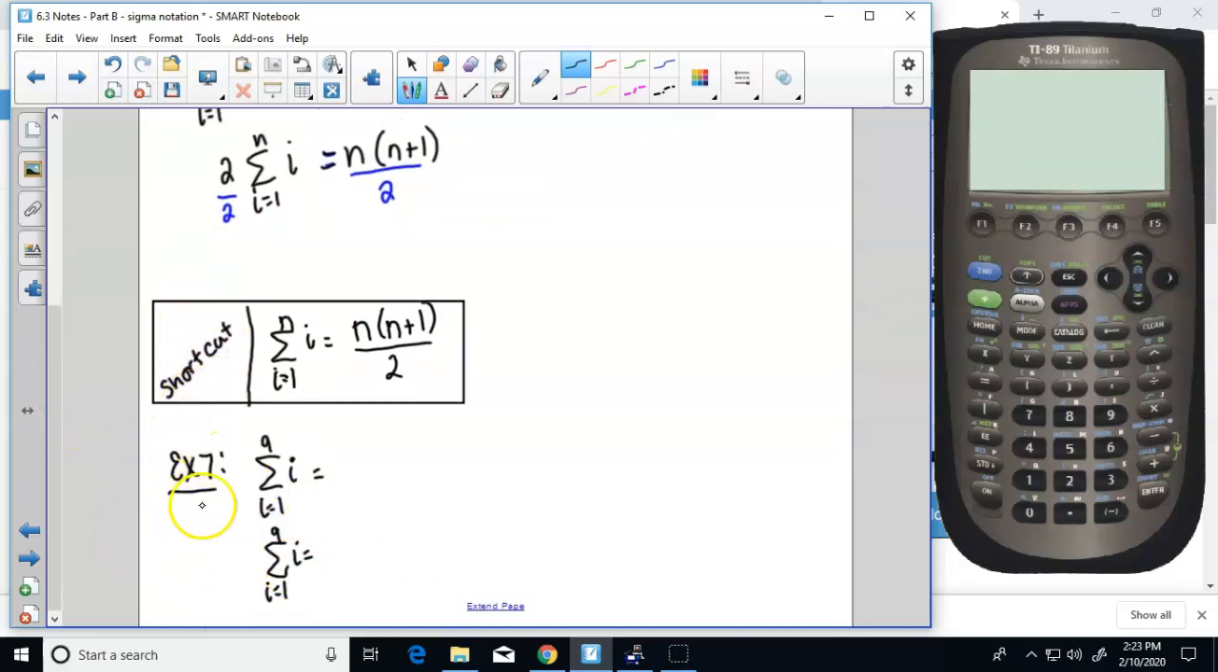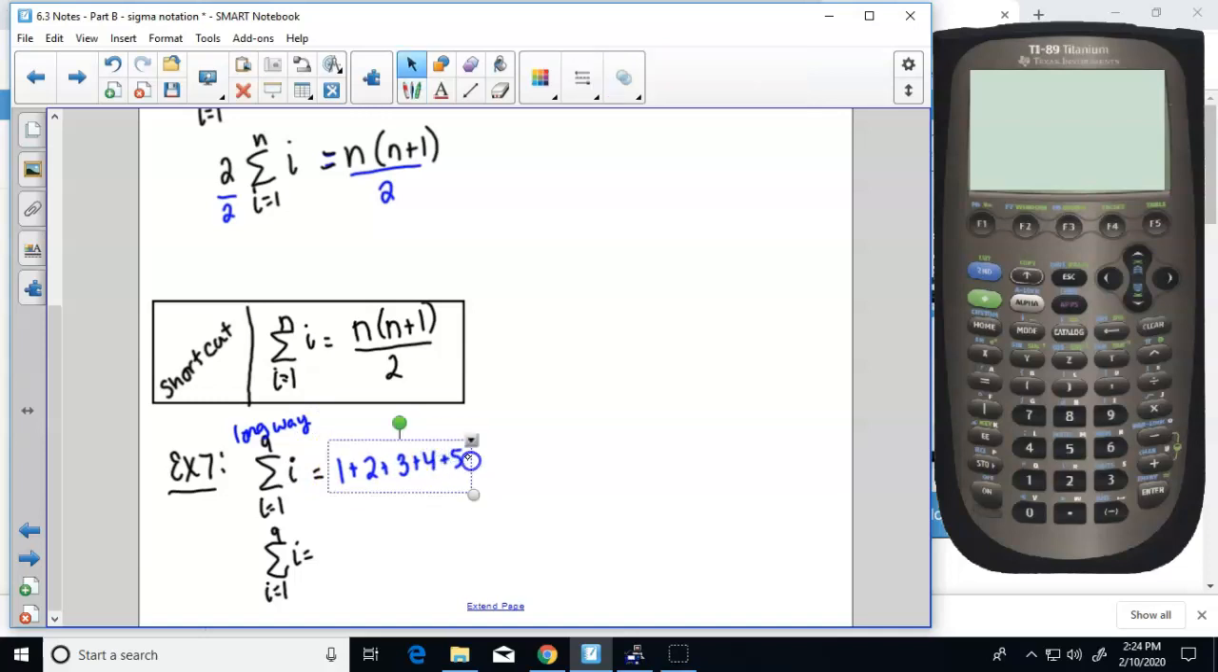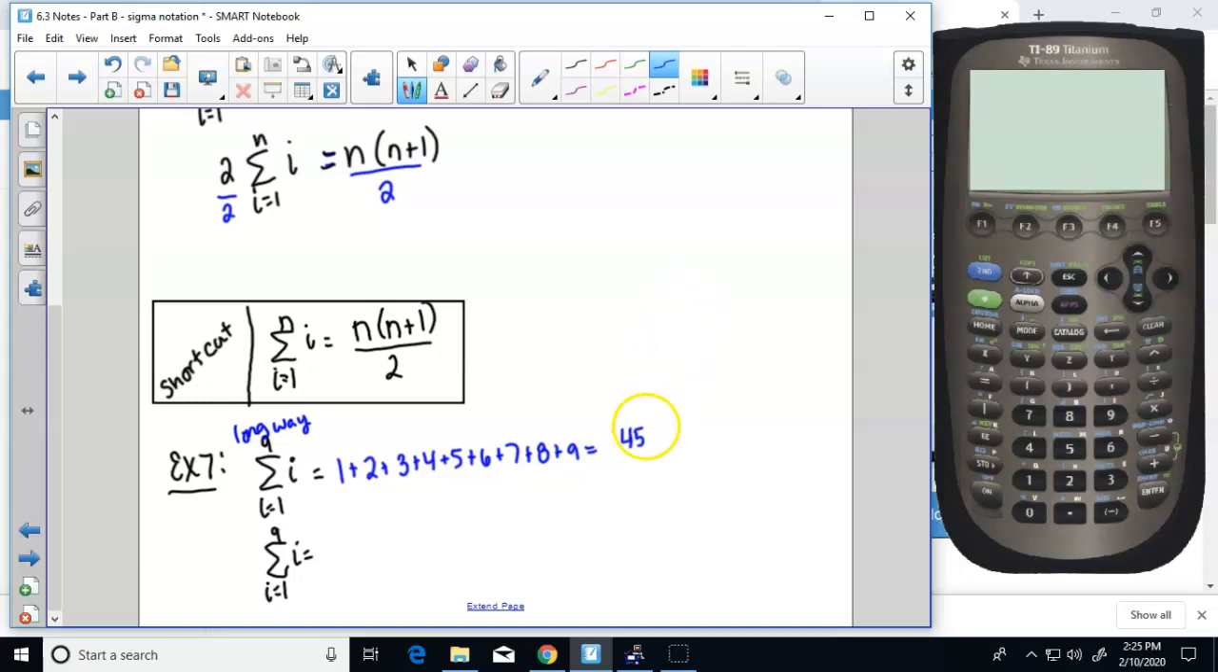We could use it to evaluate this example here. I'll give you a second. The sum from i equals 1 to 9 of i. We could do it the long way. Sometimes the long way is actually a little easier. The long way would be just like we were doing earlier. We could just do 1 plus 2 plus 3 plus 4 plus 5 plus 6 plus 7 plus 8 plus 9. Depending on how large your numbers are, it's not all that bad to do. You're going to get 45 whenever you do that.